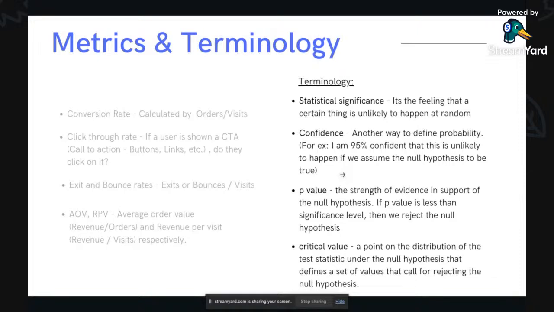P-values are basically a strength of evidence in support of the null hypothesis. If a p-value is less than the significance level, then we reject the null hypothesis. So going by 5%, if we take that as the standard for this presentation, then if the p-value is 1, 2, 3, or 4, or anything else in between, then we reject the null hypothesis, meaning that this particular scenario is so rare for us to observe that it could only happen 2 or 3% of times, and hence we reject our null hypothesis that these two cases are the same.